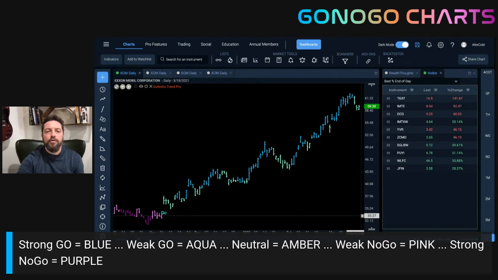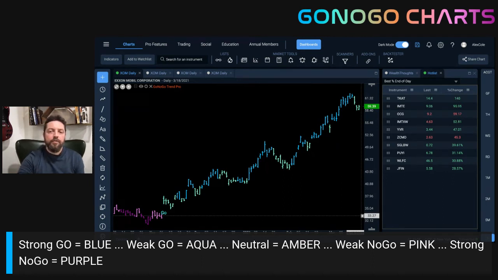The first of the no-go colors is the pink bar, and that's a weaker color for a weak no-go environment. So you'll often see the pink bars within a no-go trend, perhaps on a counter trend rally, where there's some rally against the downtrend. And then, of course, the strongest no-go trend is painted dark purple.